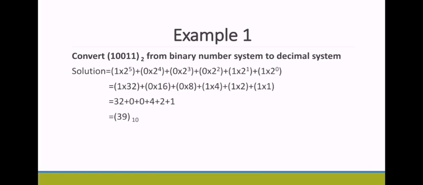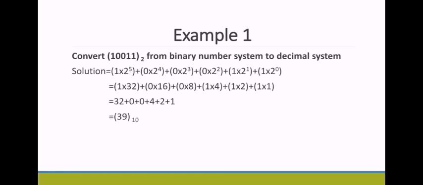Now we will write all the binary numbers, and we'll multiply all the binary numbers with 2, as the base of binary number system is 2. So we have written here and multiplied all the numbers with 2, 1 into 2, then plus 0 into 2, plus 0 into 2, plus 0 into 2, plus 1 into 2, plus 1 into 2.